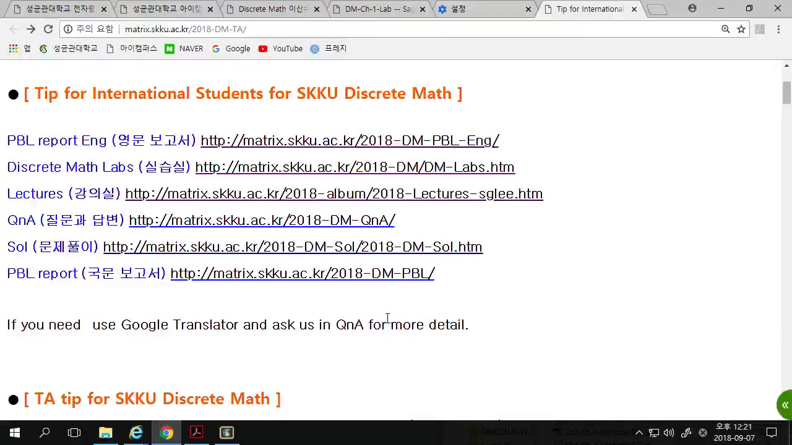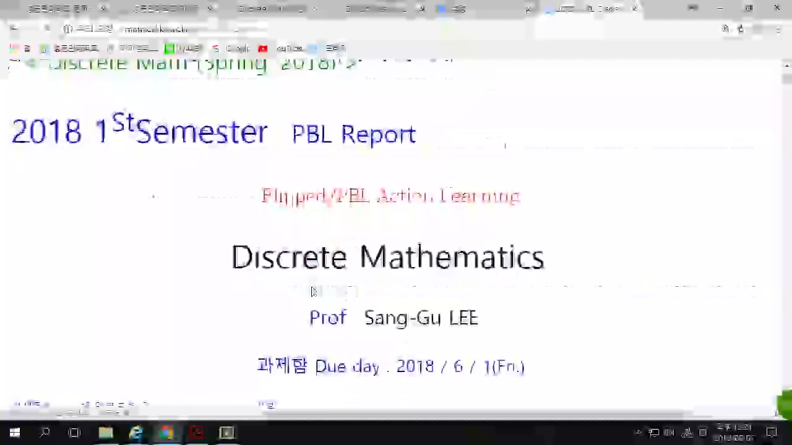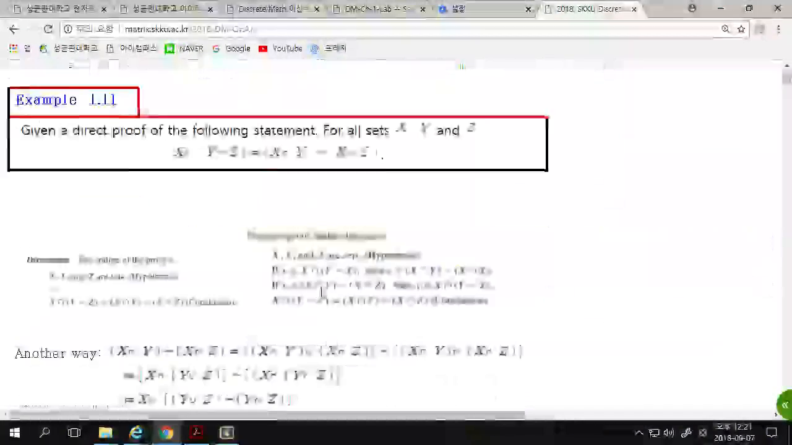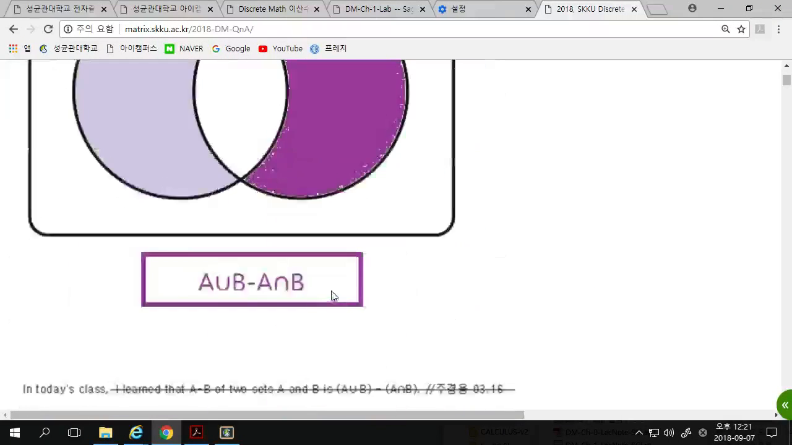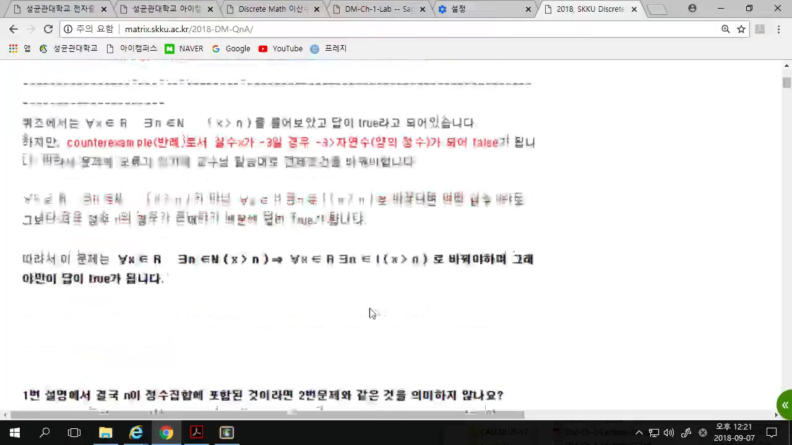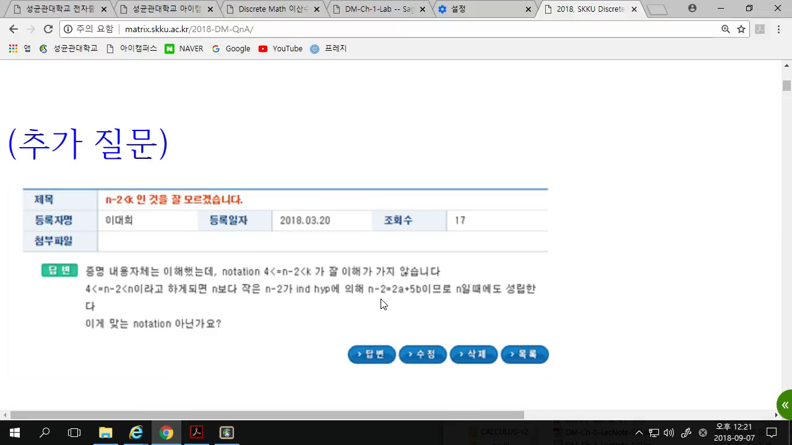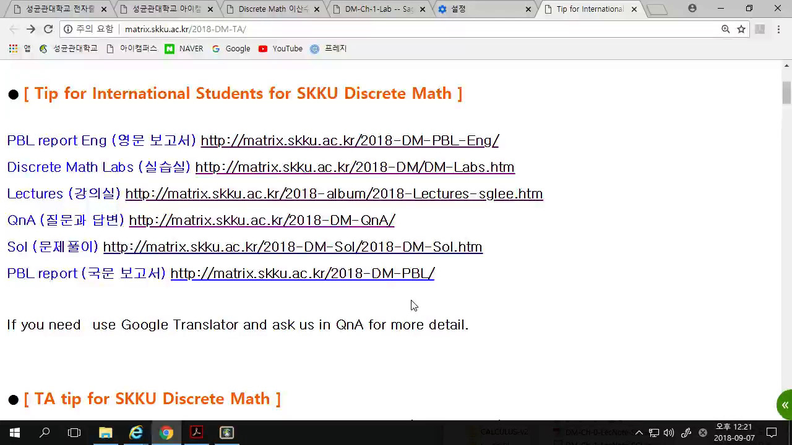So you can check the answers that you found, whether it is right or not. And also, I have collected most of the questions and answers which were made by my students during the spring semester. So this also will be a good resource when you go through the textbook, and you can easily clear up your questions.